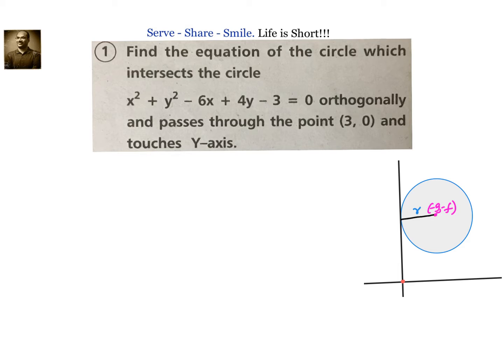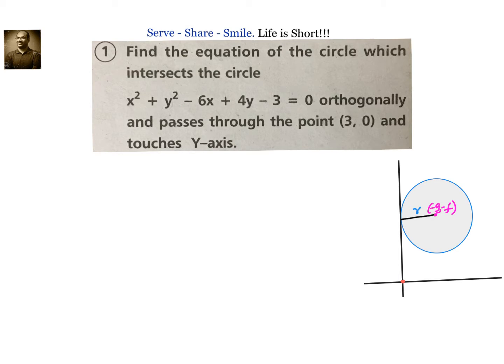Let us look at this problem related to coordinate geometry, system of circles. Find the equation of the circle which intersects another circle given by the equation x square plus y square minus 6x plus 4y minus 3 equals to 0 orthogonally, and passes through the point (3, 0) and touches the y-axis. So we have to find out the equation of the circle which satisfies three conditions.